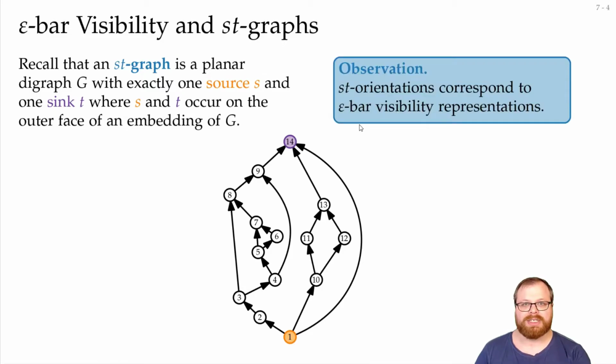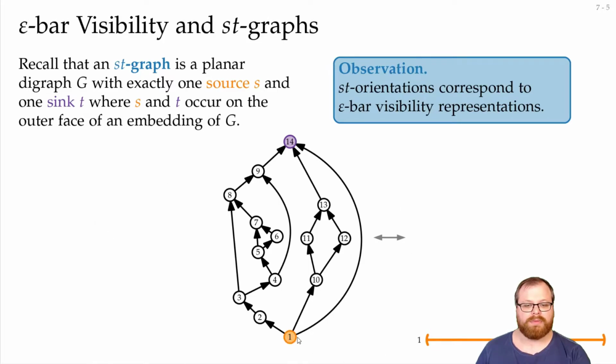Now the observation is that the orientations we get from ST graphs correspond already to epsilon bar visibility representations. An ST orientation is basically an embedding, so for all the edges we know in which order they appear around the vertices. And if we take the ST order as the y-coordinate and also look at the embedding, then we can immediately construct an epsilon bar visibility representation.